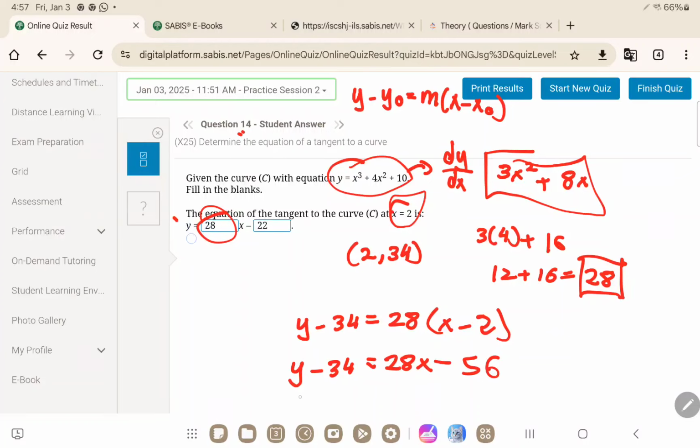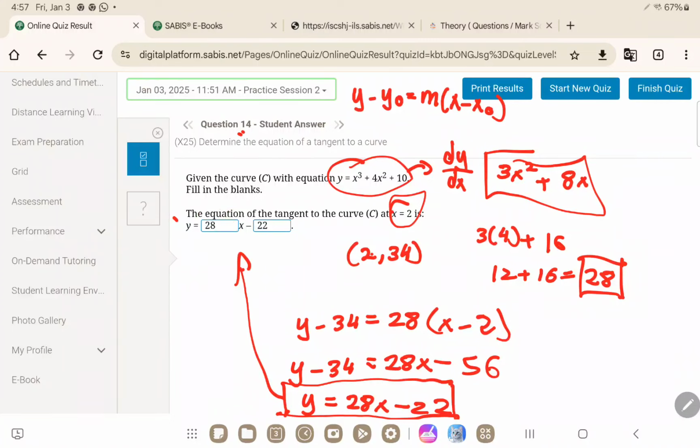When you move this to the other side, you're going to get y equals 28x minus 56 plus 34, you get 22. So that's how you solve for this question.